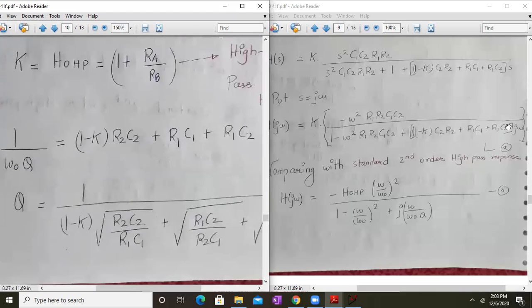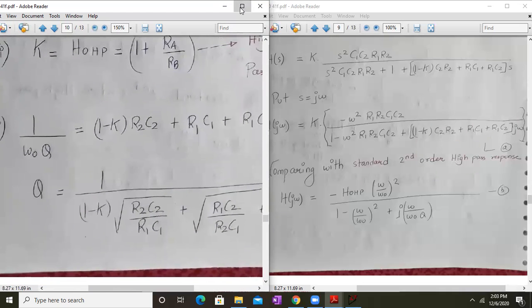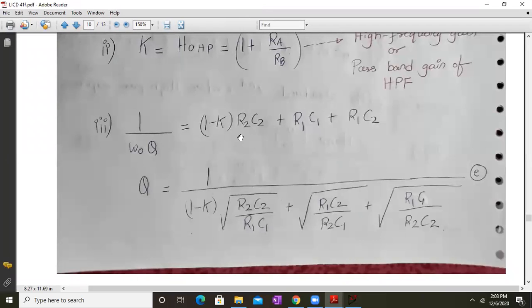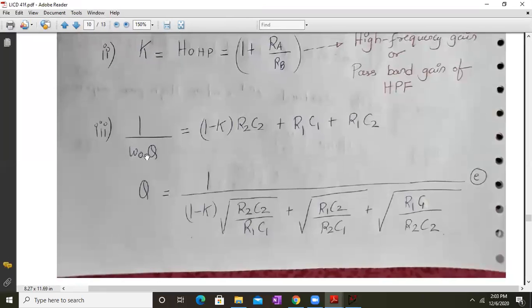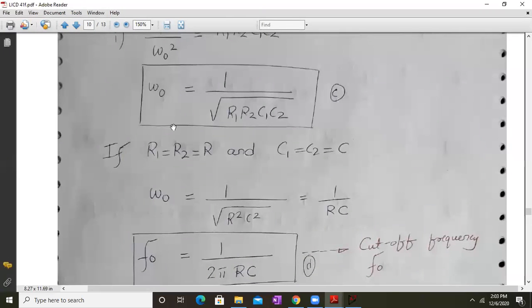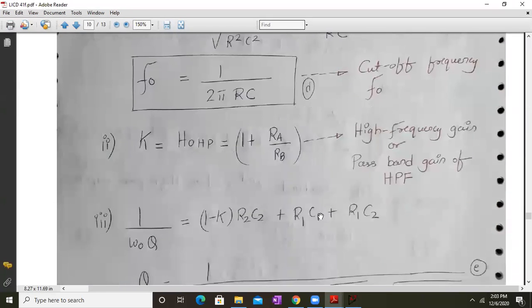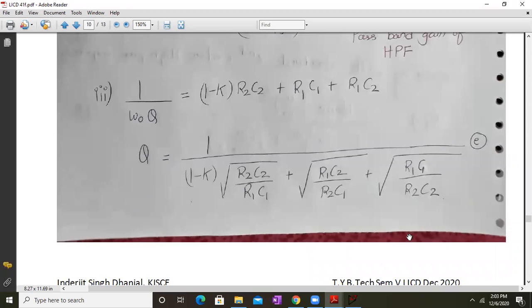Okay, the third point of comparison will be this term over here. This term you can compare with j omega. So j omega we have, and 1 upon omega naught Q will be given by this expression over here. So 1 upon omega naught Q will be equal to 1 upon K, 1 minus K into R2C2 plus R1C1 plus R1C2. Now we substitute the value of omega naught, which we got from here, 1 upon square root of R1 R2 C1 C2. So if we substitute over here, we'll get this equation number E.